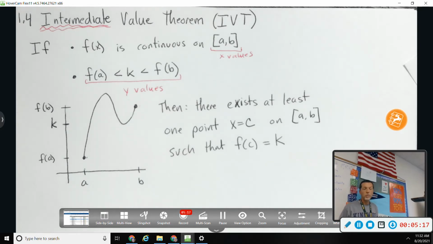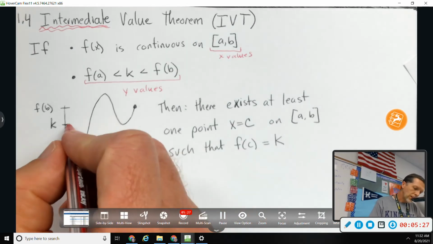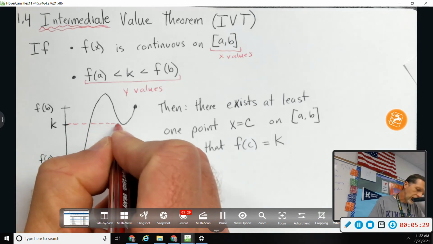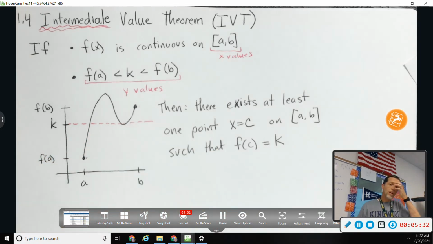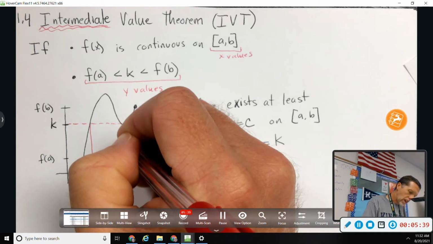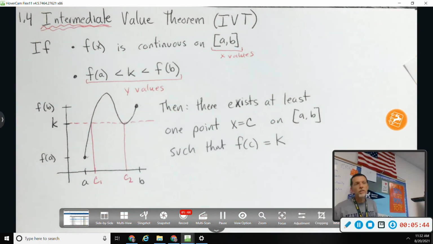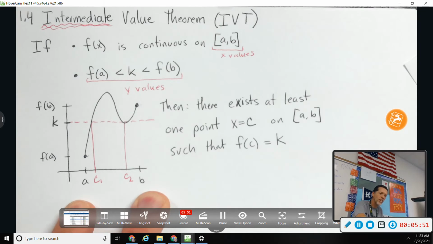And initially you're like, whoa, that's a lot of letters there. A, B, C, and K. There exists one point where f of c equals k. So there's at least one place, and the way I drew it, there might be two or three, where the function is equal to k. I can call those C1 and C2, because I ended up with two of them. There's at least one, there might be more than one, but there's at least one value of x that's between a and b. So there's the intermediate part.